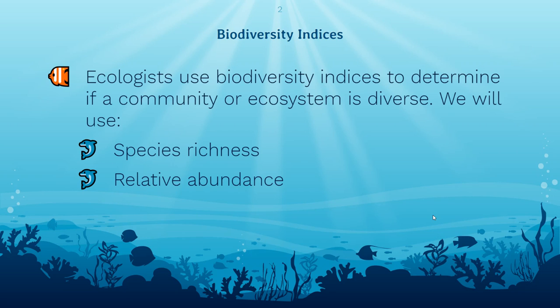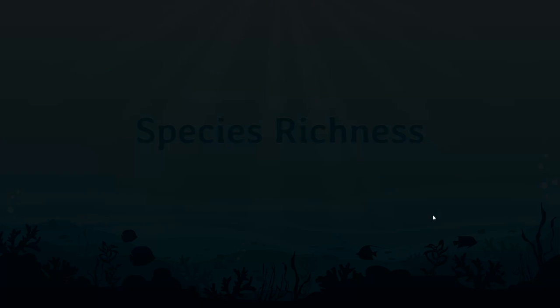And we're going to use these things called biodiversity indices. There's a lot of them, and they can be used to determine if a community or ecosystem is diverse. They can also be used to compare two different communities or ecosystems to see which one is more biologically diverse. And they can also use it to make decisions when they're trying to protect natural resources. We're just going to use two today: one called species richness and another one called relative abundance.